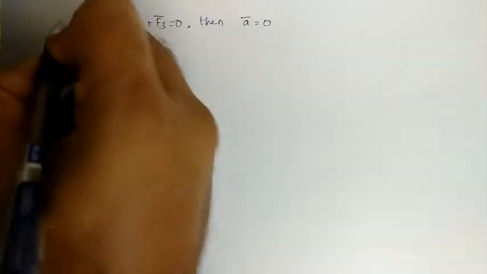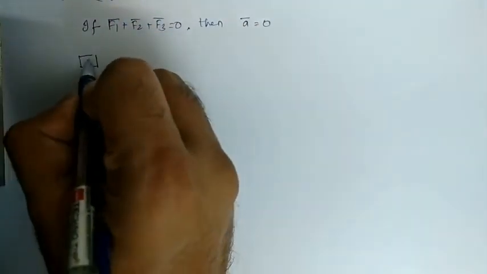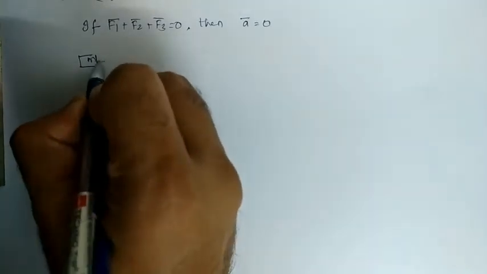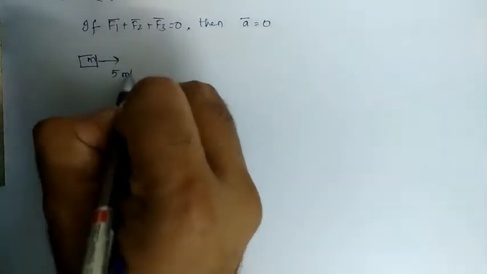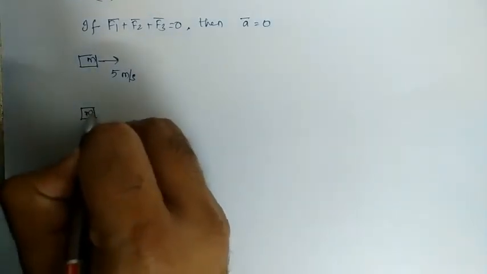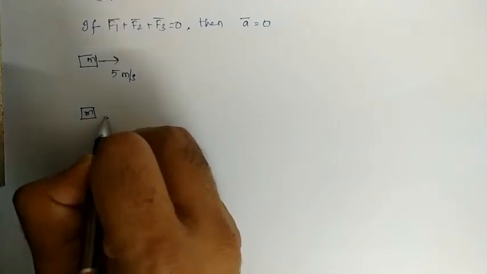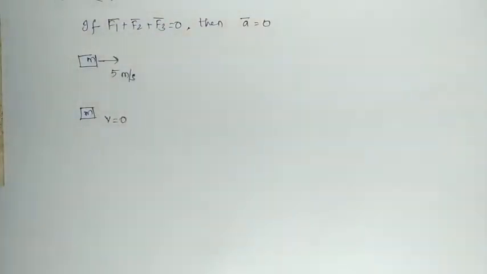Now we'll try to understand its meaning. In order to understand that, let's take a simple example. Let's say we have a body of mass m, initially moving with 5 meters per second in the right direction, and another body of the same mass m, but initially it doesn't have any velocity, and the velocity of the body is equal to 0.